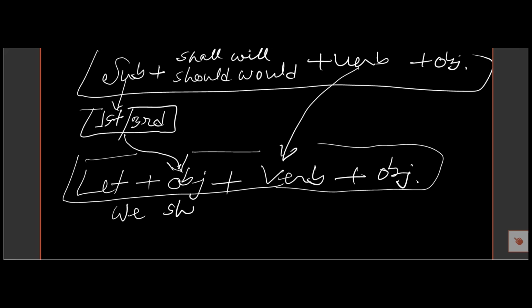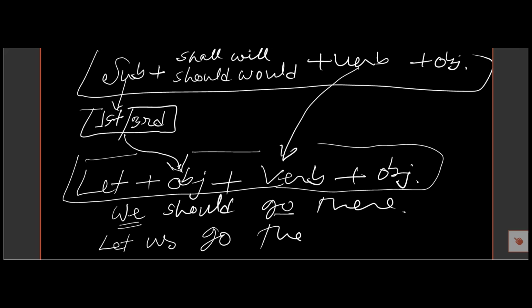We should go there. This is an assertive sentence, and here the subject is first person, so we must begin the sentence with let, and we will be changed into us, the objective form, and then the main verb go there. We should go there, let us go there.